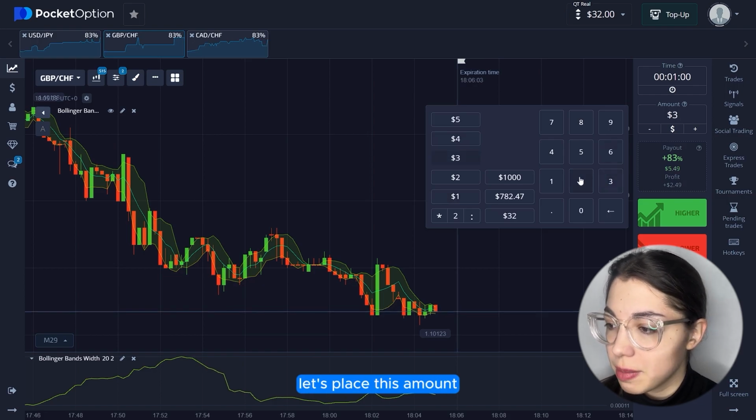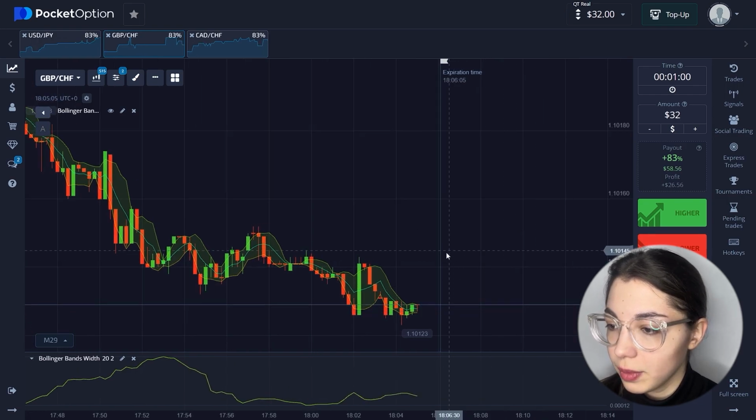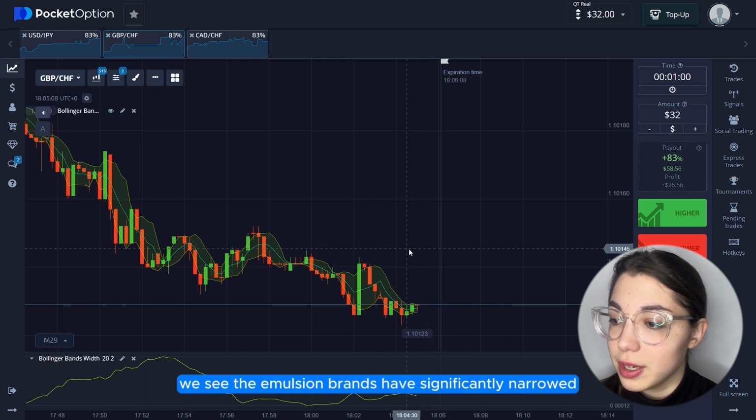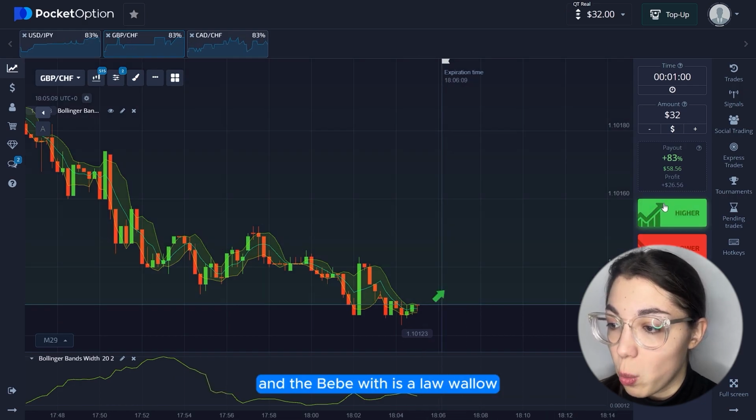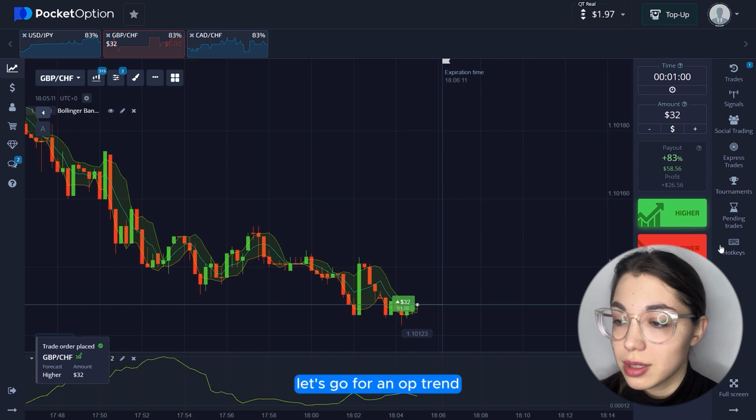Let's place this amount. We see the Bollinger Bands have significantly narrowed and the BB width is at a low value. Let's go for an uptrend.